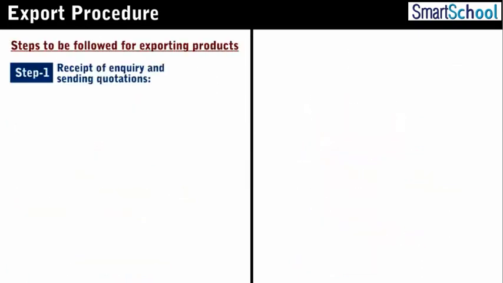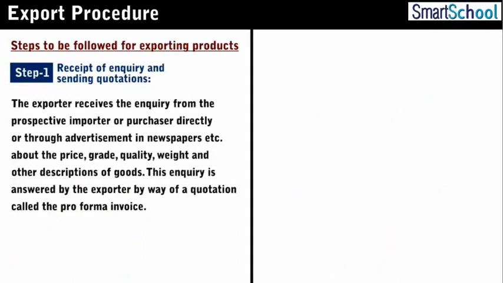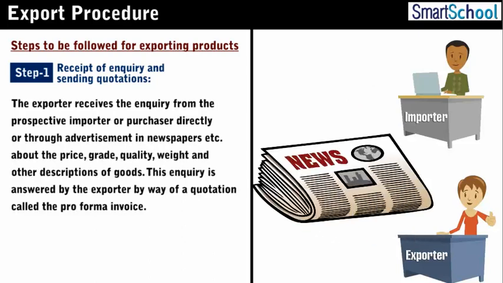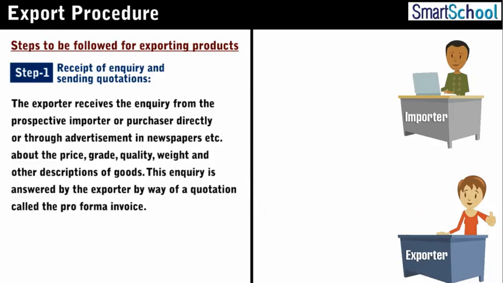Receipt of enquiry and sending quotations. In this step, the exporter receives the enquiry from the prospective importer or purchaser directly or through advertisement in newspapers, etc. about the price, grade, quality, weight, and other description of goods. This inquiry is answered by the exporter by way of a quotation called the pro forma invoice.